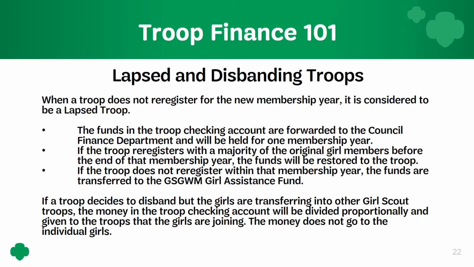If a troop decides to disband, but the girls are transferring to other Girl Scout troops, the money in the troop checking account will be divided proportionally and given to the troops that the girls are joining. The money does not go to individual girls.